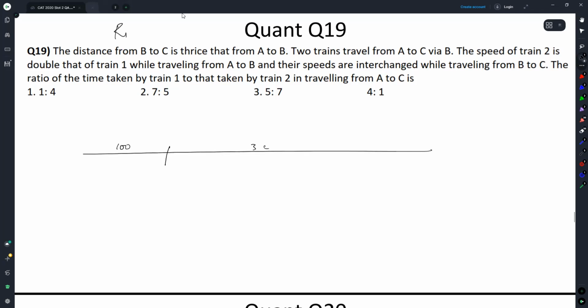100 distance, 300 distance, speed 1, speed 2, speed 2, speed 1, 100 seconds, 150 seconds, 50 seconds, 300 seconds. Total time taken here is 250. Total time taken here is 350. The ratio is 5:7. Yes.